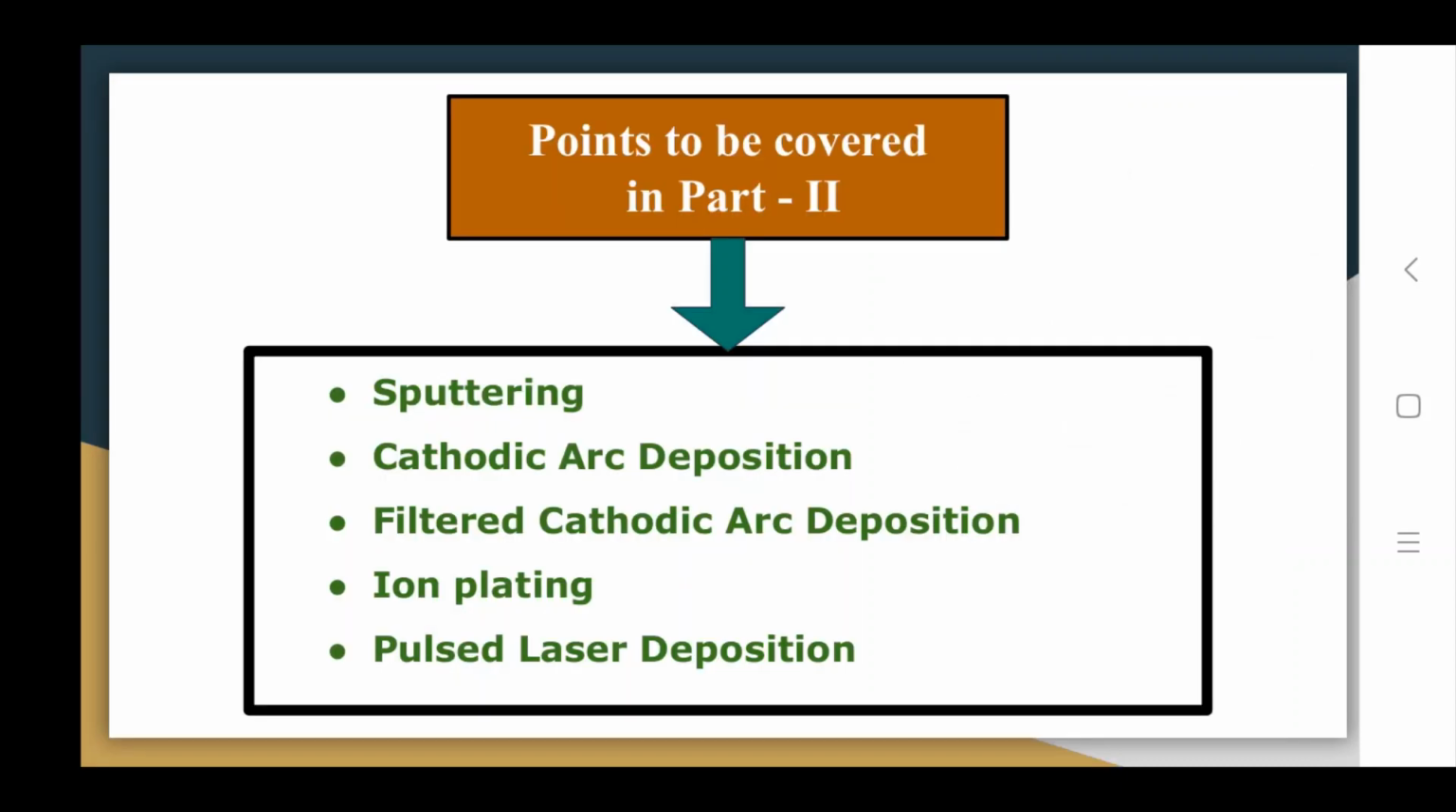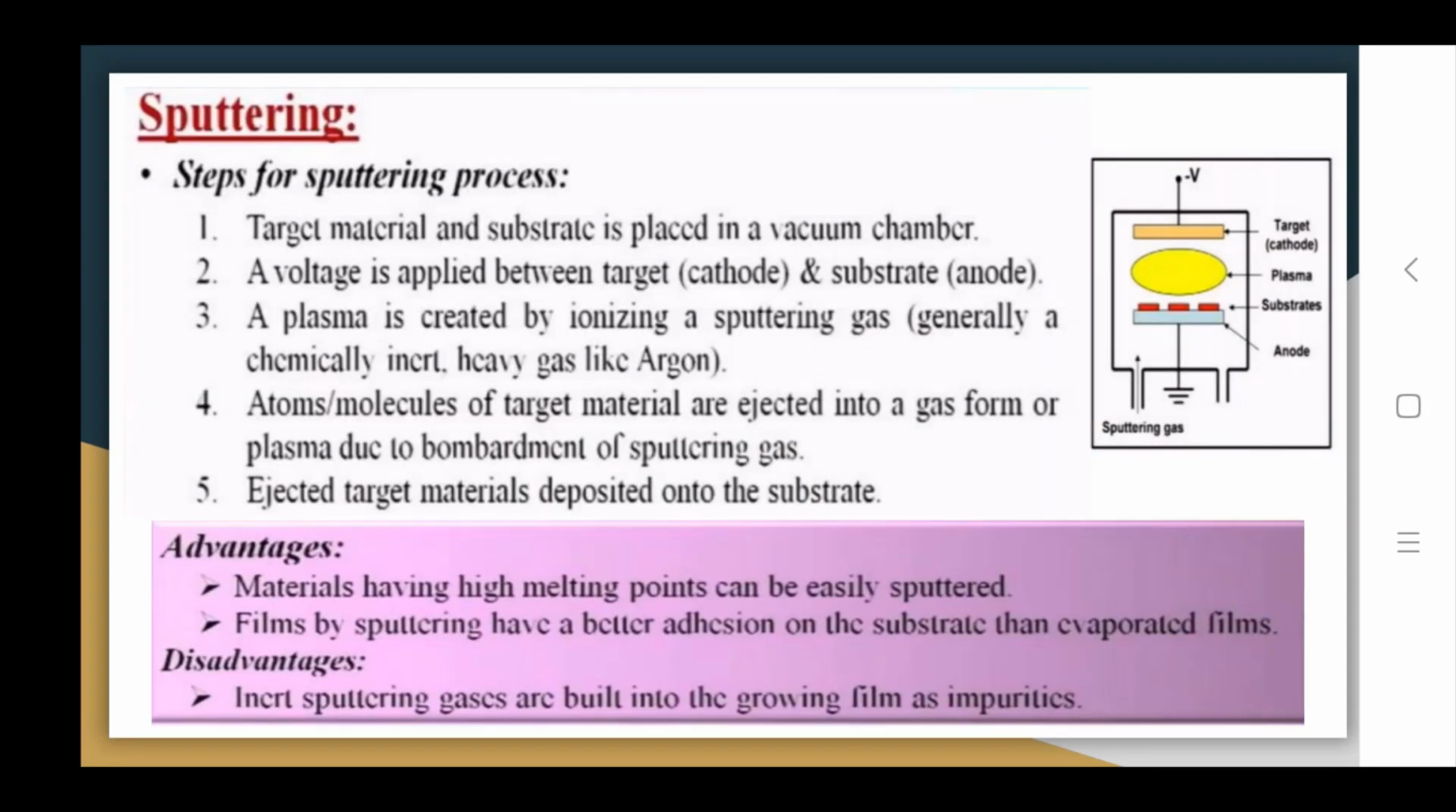Sputtering, cathodic arc deposition, filtered cathodic arc deposition, ion plating and pulsed laser deposition. Let us begin with the first one, that is sputtering. This is a common and easily available method, and nowadays we are extensively using these sputtering techniques. So, the steps for the sputtering process.